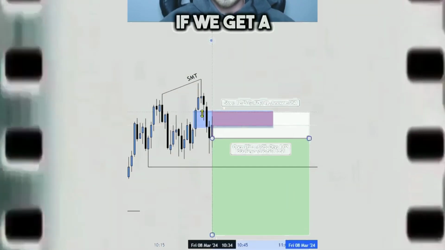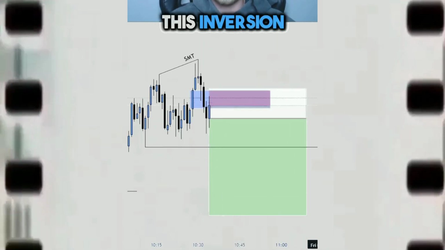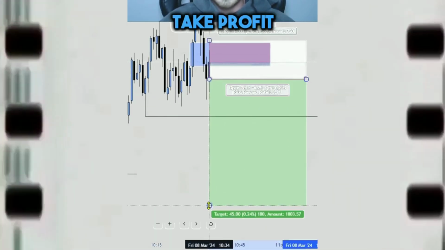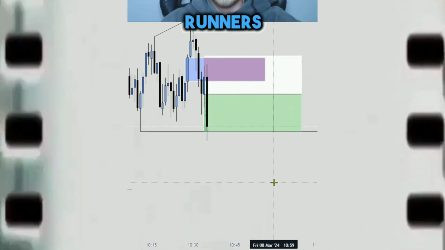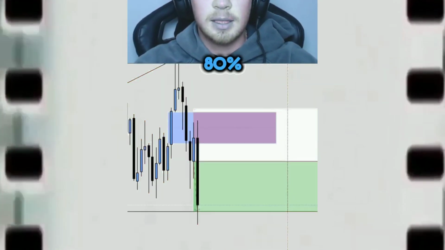My stop loss will go if we get a candle close back above this inversion fair value gap. And then my take profit will simply be this first internal liquidity right here, and then I will hold runners for much lower. But as you can see, our first take profit gets smashed straight away, and then you can hold runners further below. This is my 80% win rate day trade.